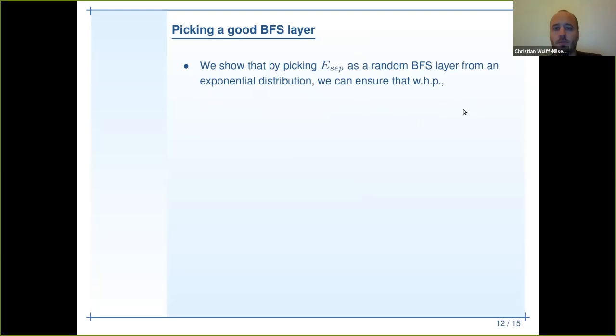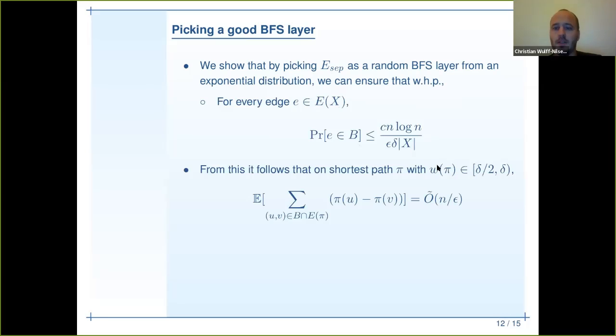So the idea is to pick ESEP in a special way. We pick this separator as a random BFS layer from an exponential distribution. And then we can show that with high probability, and I'll not give the precise statement, but roughly what we're showing is that with high probability, for every edge E in this SCC X we're looking at, the probability that that edge is a back edge is less than or equal to this fraction here. And I claim that this actually implies this bound here on the expected value of this sum.